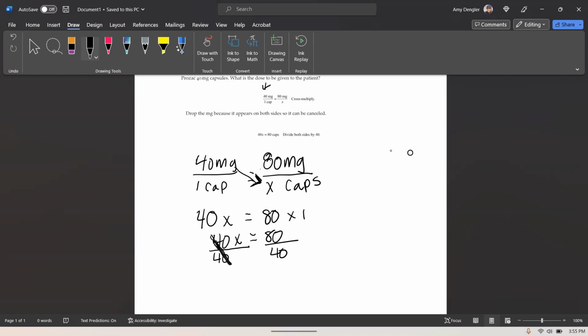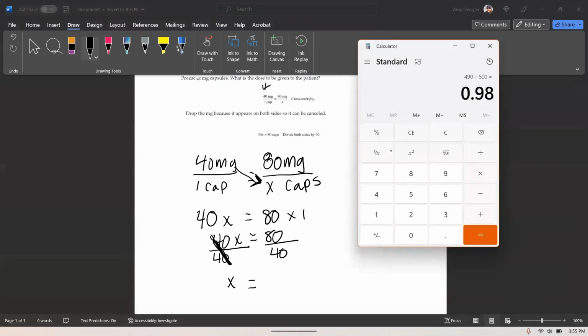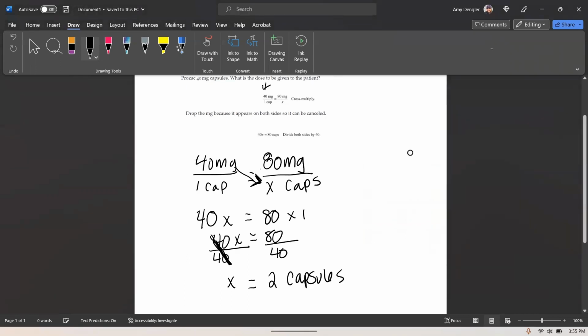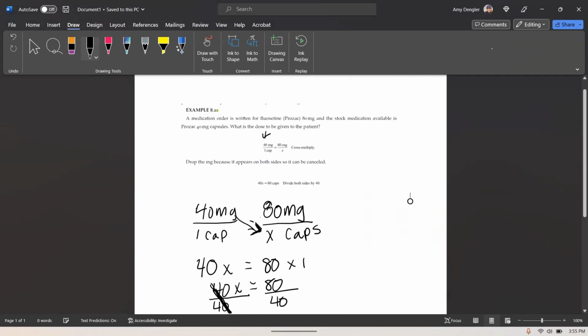If I do that here, I cross that out. Now I just have x. And then I just have to do 80 divided by 40. And that gives me 2 capsules. And you might be able to look at that and say, I don't really need to do a math problem. And if that's the case, perfect.